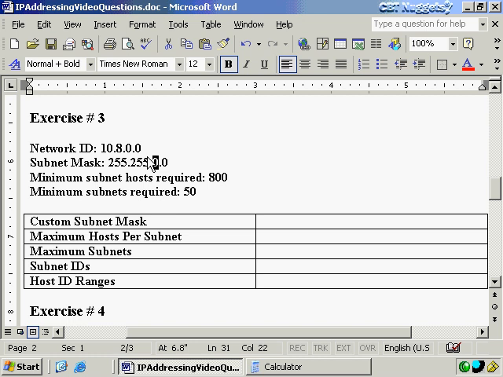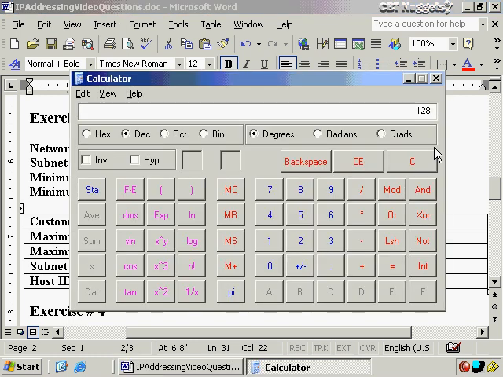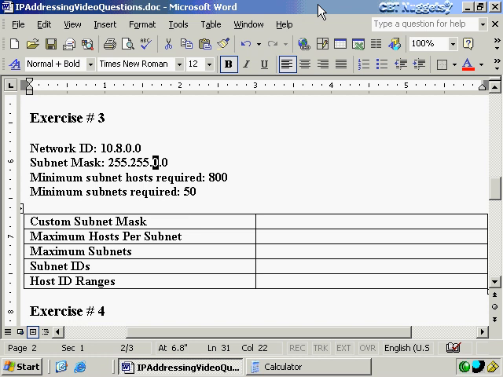I need 801. Guess I better type that in right, 801. And I'm going to convert that to binary. That means I need 10 bit positions for my hosts. And then for the subnets that I have, I need 50 minus 1, that's 49, so I'm going to go up here in decimal again. 49 in binary would be 6 bit positions.